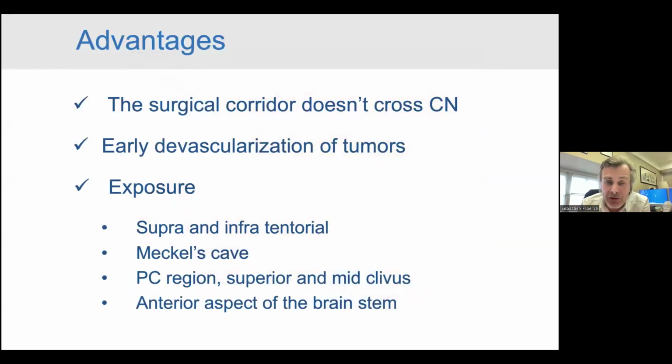The advantage of the approach is that the surgical corridor does not cross the nerves. What does it mean? When you do a retrosigmoid for a petroclival lesion, you may have to work between the tentorium and 5, between 5 and 7 and 8, between 7 and 8 and 9, 10, 11 sometimes, if the tumor is going far down. If you come with an anterior petrosal approach, you never cross the trajectory of the nerves. You're tangential.